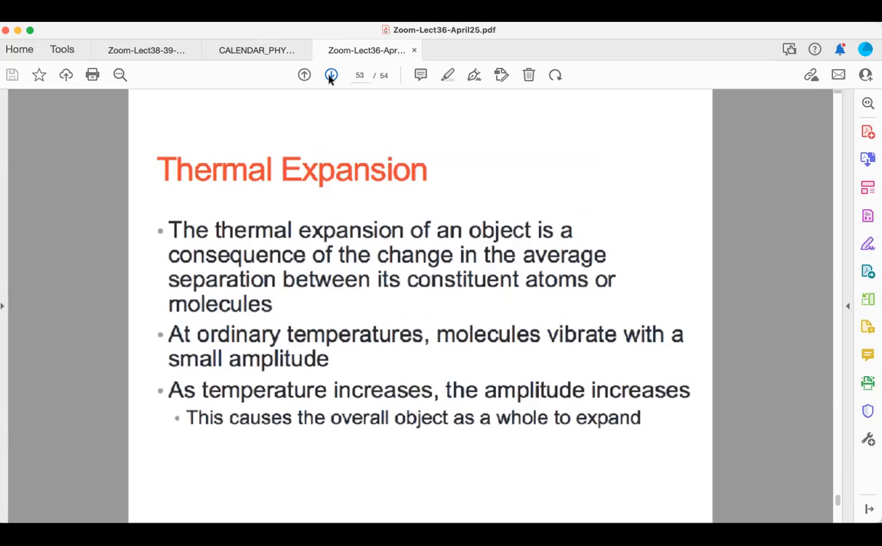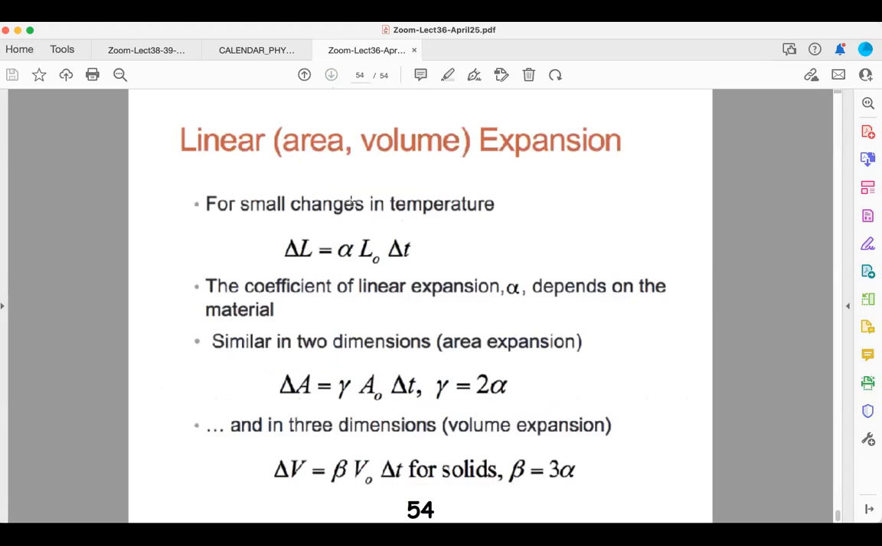And then we have what is called thermal expansion. The thermal expansion of an object is a consequence of the change in the average separation between its constituent atoms or molecules. At ordinary temperature, molecules vibrate with a small amplitude, and as temperature increases, the amplitude increases. This causes the overall object as a whole to expand. Probably you have seen this with glass: when you want to make glass, you have to blow it after you heat it very hot, and so you can change the shape and expand it.